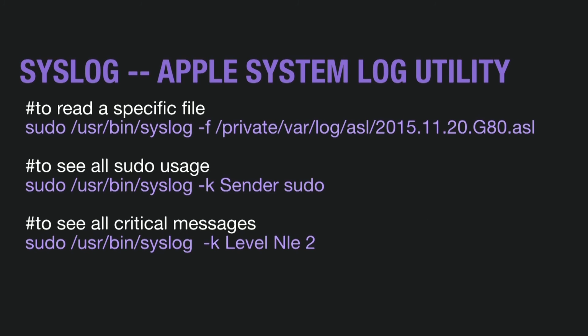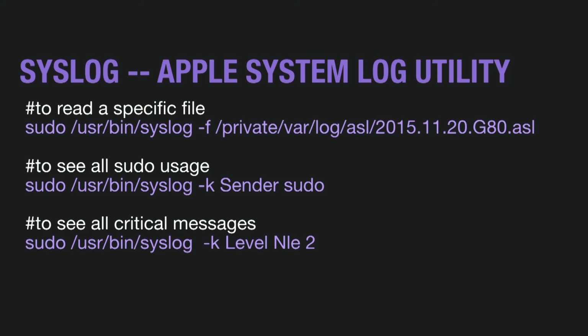Here's some more examples. If we wanted to use syslog to read an ASL file, which is binary again, so we're going to convert it, you're going to run sudo /usr/bin/syslog -f for file, and point it to that ASL file. It's going to come back just like it did in the previous example, just line items right in your terminal.